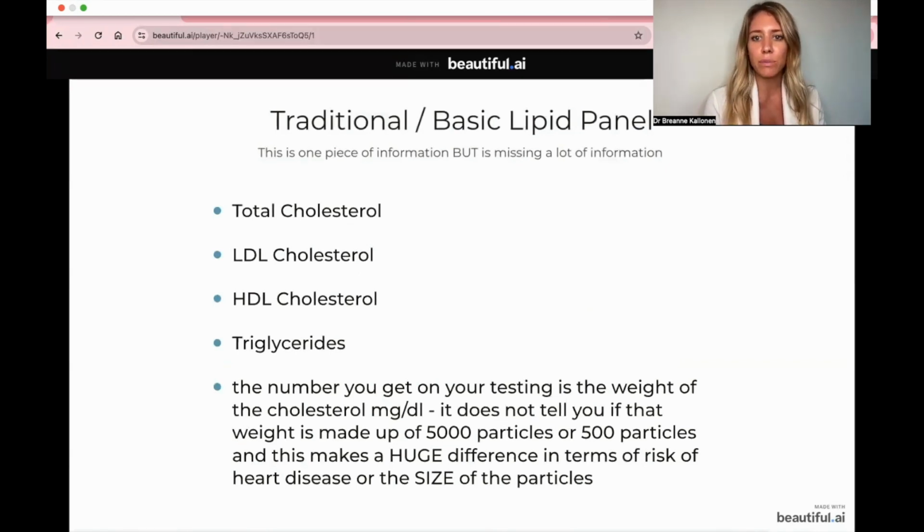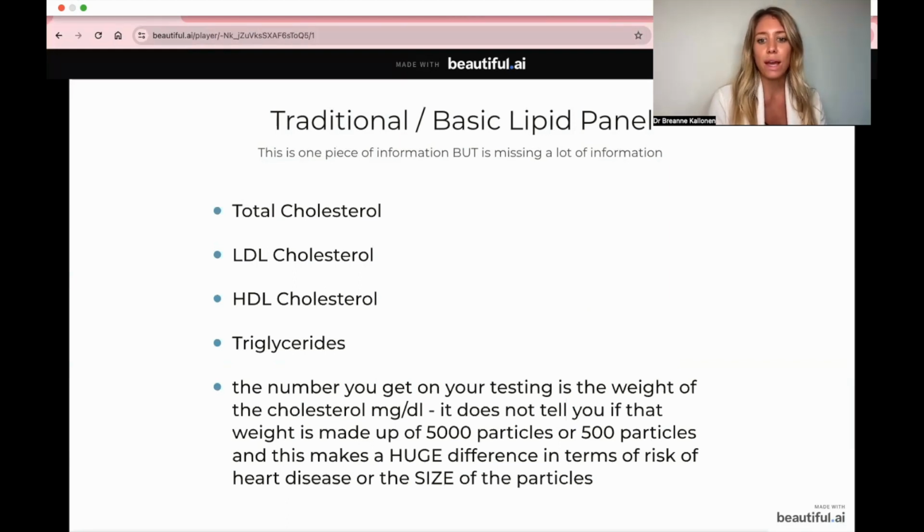Now, traditional basic blood lipid tests, they're still important. They provide information, but they're also missing a lot of information. So let's review what we typically see on a standard cholesterol panel. We see the total cholesterol. We see the LDL cholesterol, that quote unquote bad cholesterol. We also take a look at the HDL, or your good cholesterol, as well as triglycerides.